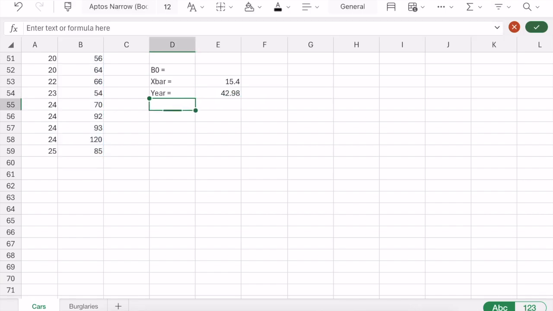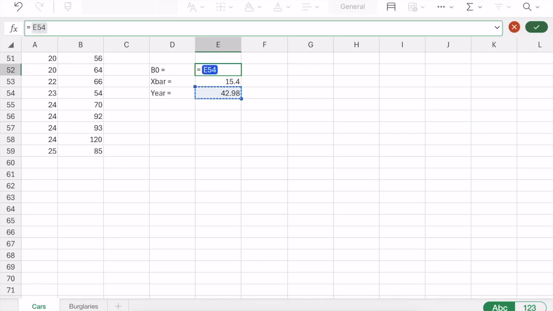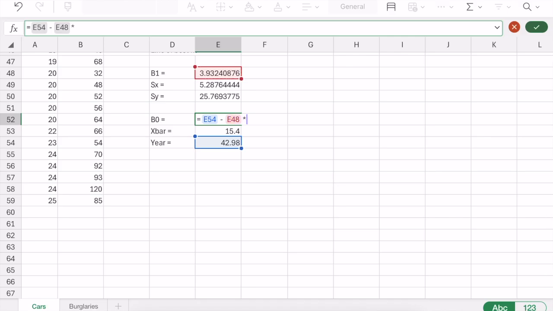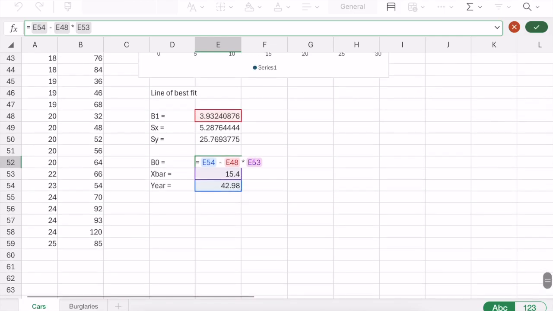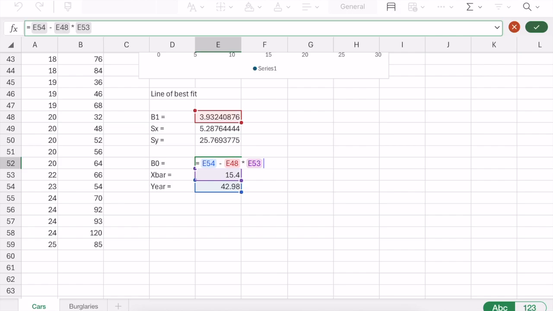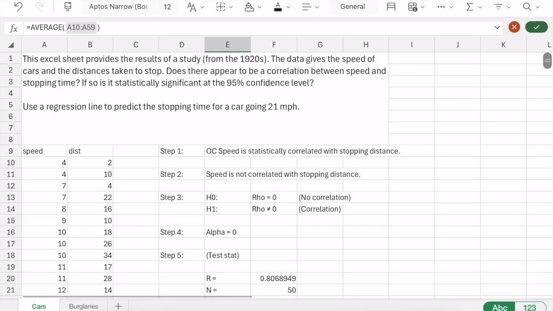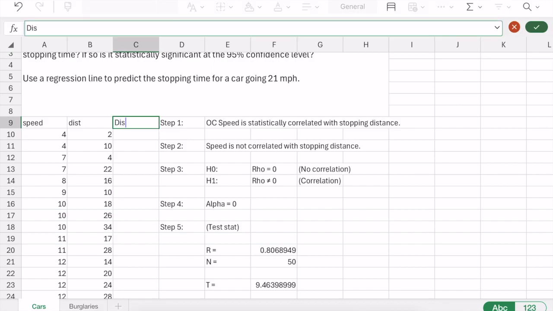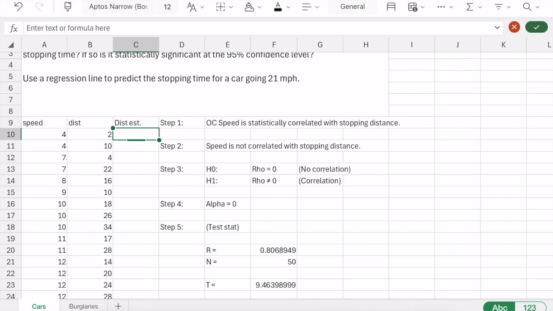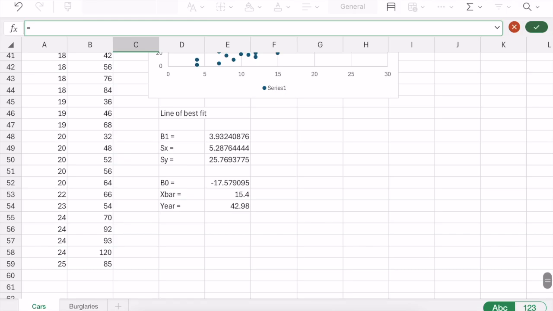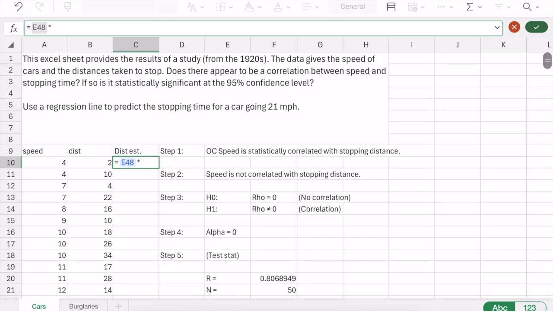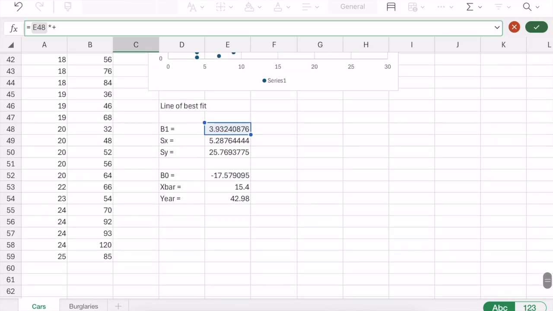Okay. Now b naught is going to equal y bar minus b1 times x bar. So that's my b naught. Now what I would like to do, I've got this extra column here. I'm going to call it the estimate. That is going to equal b1 times my x value plus b naught. It's right there.